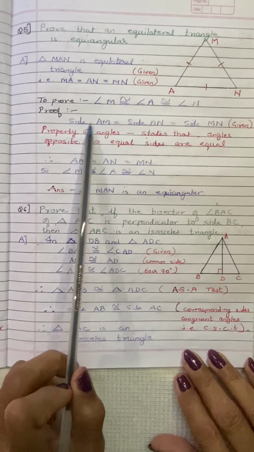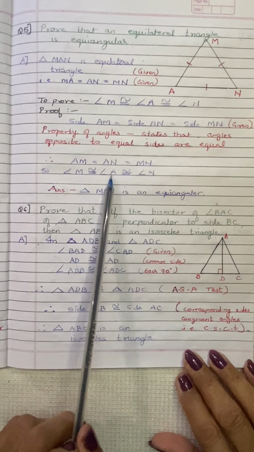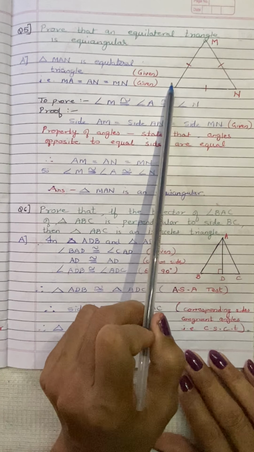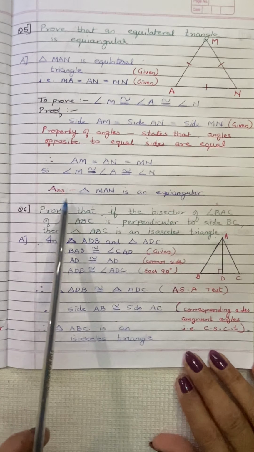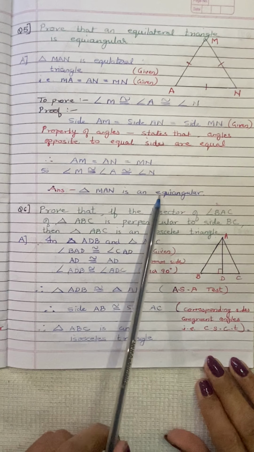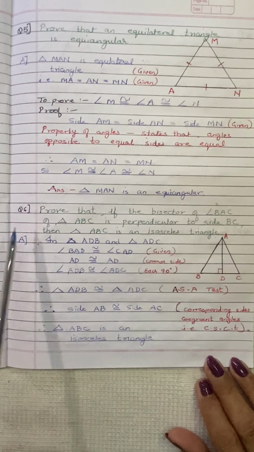So AM is equal to AN is equal to MN. Therefore angle M is congruent to angle A, angle A is congruent to angle N. All three are congruent. Therefore triangle MAN is equiangular.